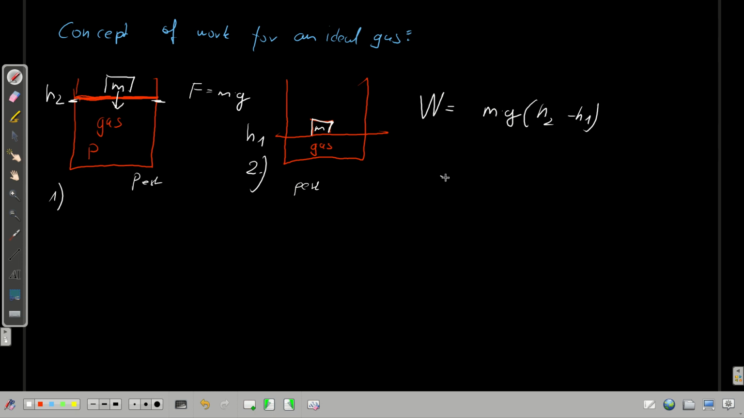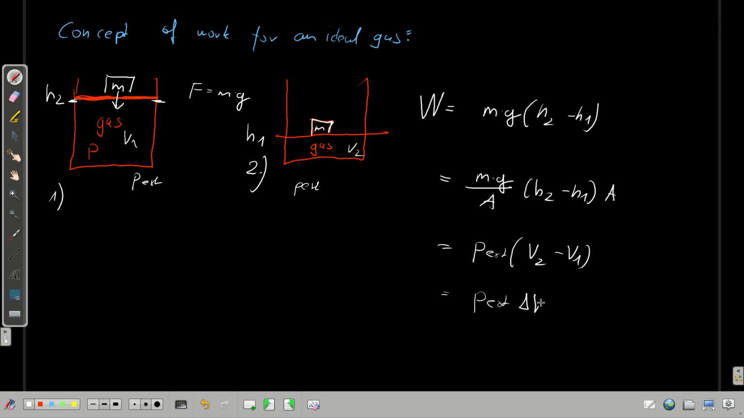And now if we multiply and divide by the area of this lid here, we change essentially nothing mathematically, but we can introduce a different notation, because this here we can identify as the external pressure acting on the lid, and this is volume 2 minus volume 1. Volume 1 here is the initial volume, and here we have volume 2 after compression, and this can also be written as P external times delta V.